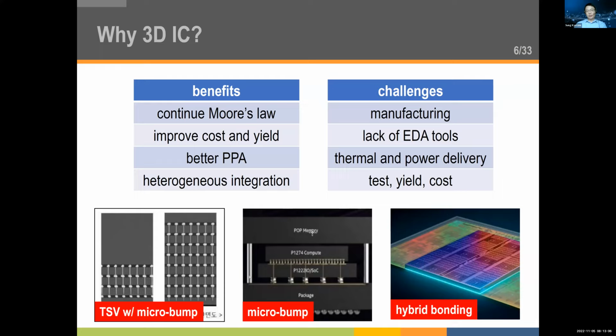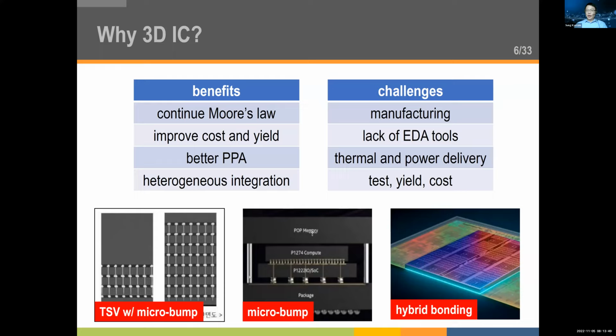They originally planned to manufacture their processor using 10 nanometer technology. It turned out they had some trouble with yield. So what they decided eventually is to not do everything in 10, but do some in 22 and some in 10. And that's that. So that heterogeneous 3D IC is easier and cheaper to manufacture than 10 nanometer 2D. So there's cost and yield saving there.